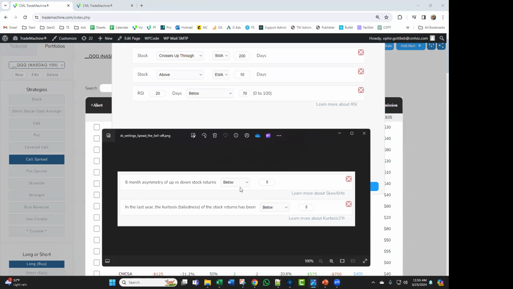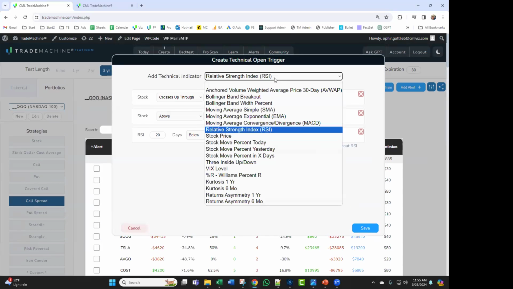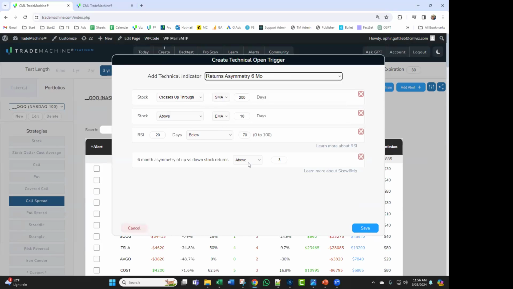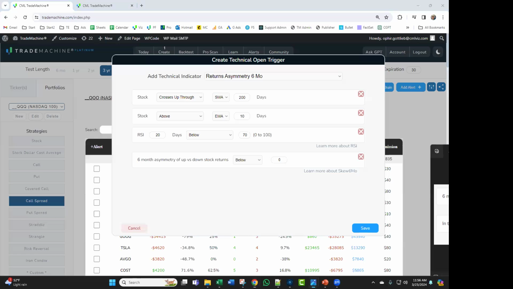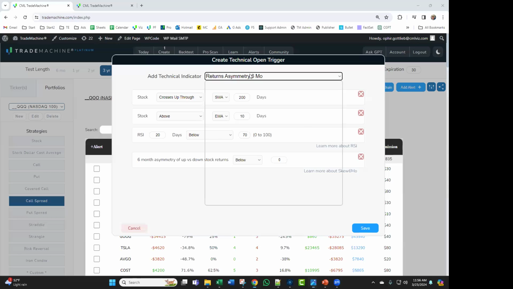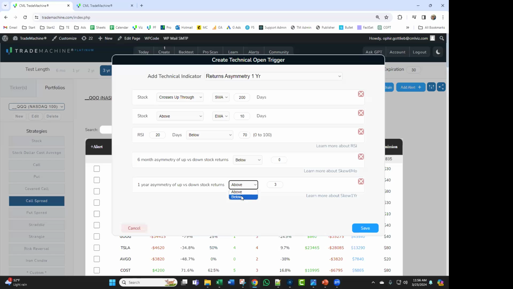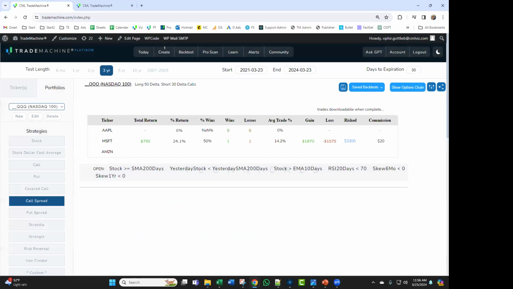First is 6-month asymmetry has to be below 0. I'll go to 6-month asymmetry and it'll be below 0. That's the first thing. The second thing, I'll bring the image back: in the last year, the tailoredness is below 0. Again, I'm not reinventing the wheel. You don't have to be an AI scientist, because this is already built into another strategy, which I'm referencing, that was doing so well. We should use those AI settings. Now, let's see how we do.